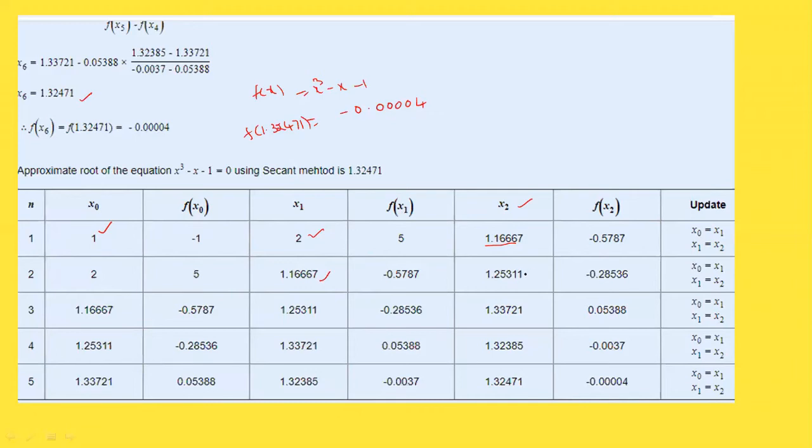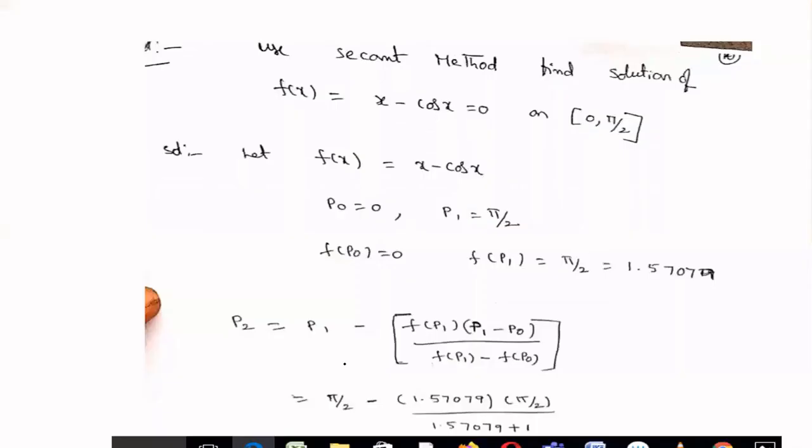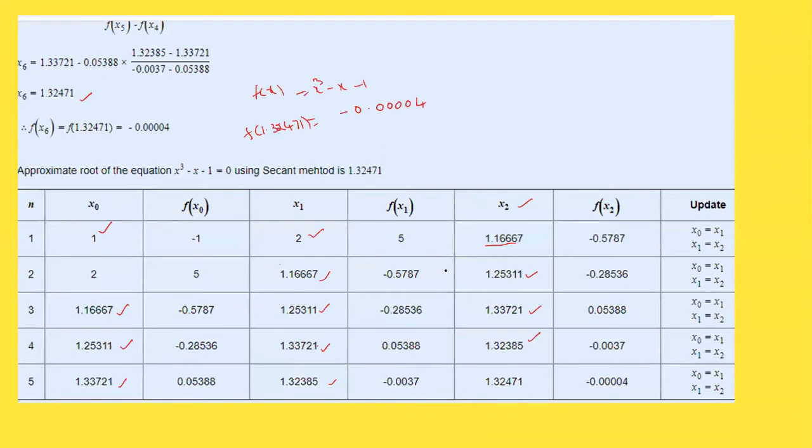We got x3 like this. Next, your x1 value is updated with this. You got this value. Next, it should be updated here. Okay. So like that, go on changing the values. x0, x1. Next one is x1, x2. Next value is updated here, x2, x3. Okay. Next, this will become here, and this value will come here. Like that, we can go on, change the interval till you get the desired accuracy.